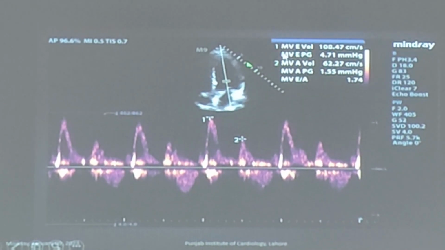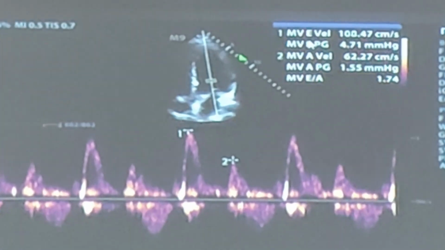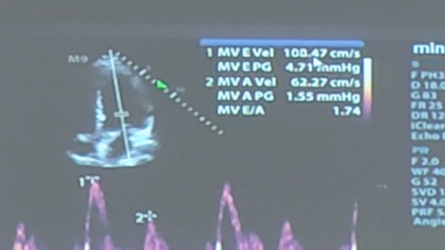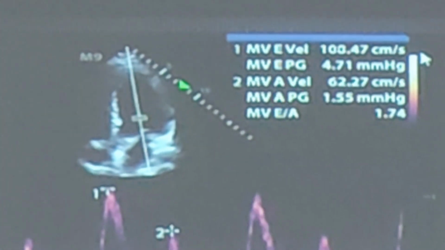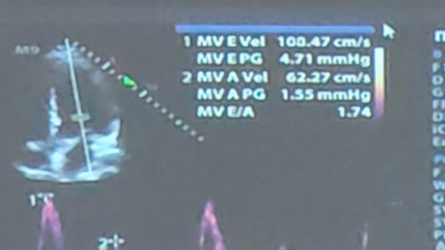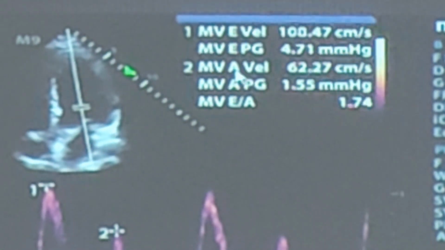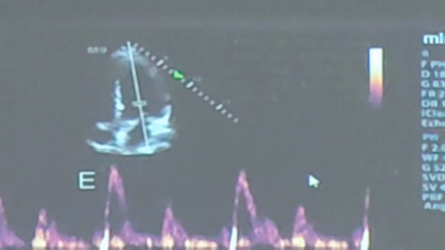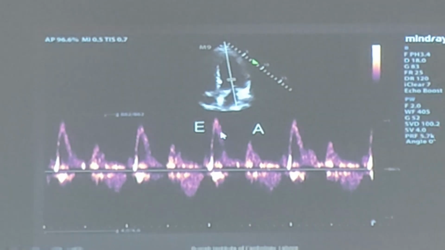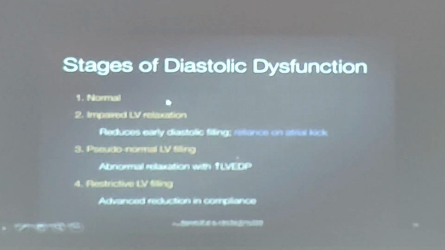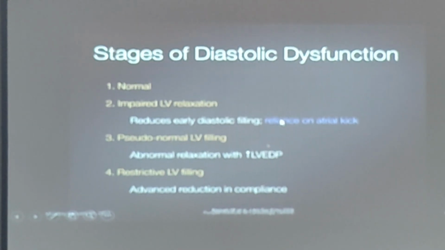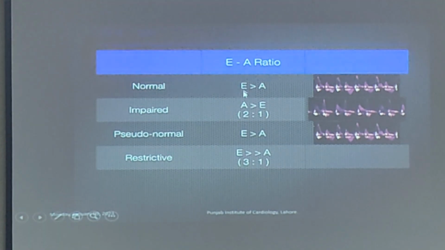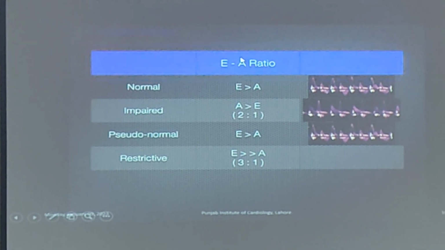If you see here, the machine already gave us the value: the E velocity is 108.47 centimeter per second, the velocity of the pressure at this point. The A, which is the atrial kick, is 62 centimeter per second. So this is E and this is A, and to conclude the diastolic function of the LV, we calculate the E/A ratio, which I have given in our report.